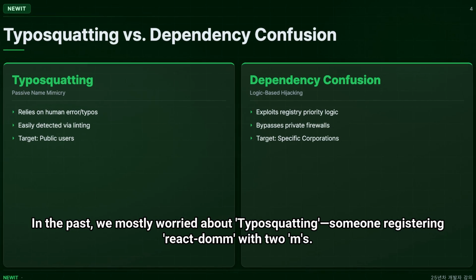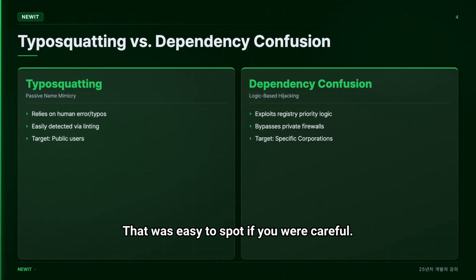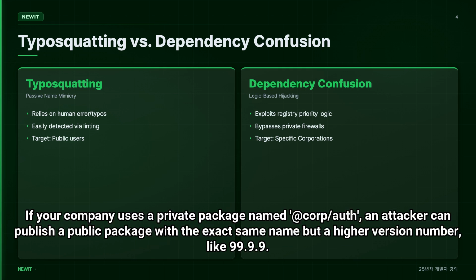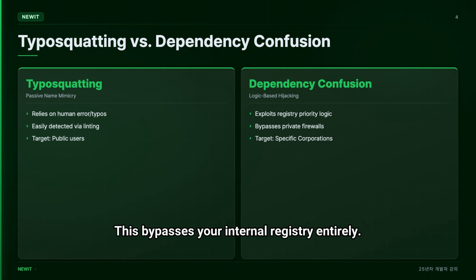In the past, we mostly worried about typosquatting, someone registering react-dom with a typo. That was easy to spot if you were careful. But today, we face dependency confusion. This is far more dangerous because it targets your internal, private packages. If your company uses a private package named itcorp-auth, an attacker can publish a public package with the exact same name, but a higher version number, like 99.9.9. By default, many package managers will prioritize the higher version from the public registry, pulling the attacker's code directly into your production build. This bypasses your internal registry entirely.